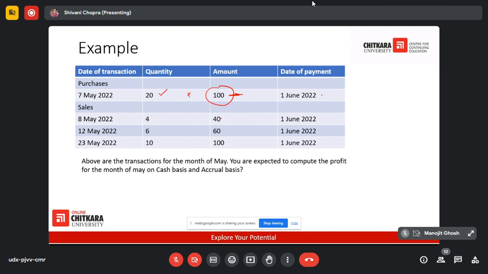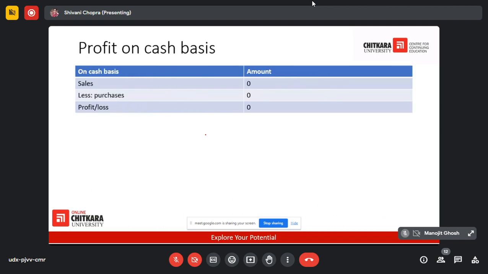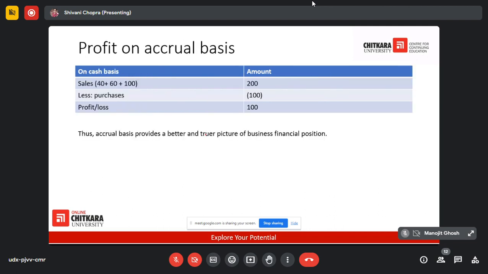And for sales, you have got the sales of 200 rupees, but no payment has been received. So it's a sort of asset to the business for which the revenue would be there in future. So what is the total profit for the month of May? The total profit for the month of May is 100 rupees, on the accrual basis. So accrual basis provides a better and truer picture of the business's financial position.